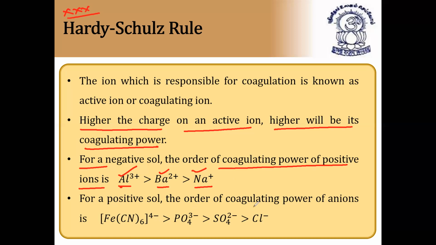For a positively charged sol, the order of coagulating power of anions also follows the charge: the higher the charge on the active ion, the more is the coagulating power. In general, to coagulate a negatively charged sol, the order of coagulating power of positive ions is Al+3 greater than Ba+2 greater than Na+. And to coagulate a positive sol, the order of coagulating power of anions will be ferrocyanide ions 4 minus, phosphate ions 3 minus, sulfate ions 2 minus, and chloride ions 1 minus. So higher the charge, either positive or negative, higher is the coagulating power.